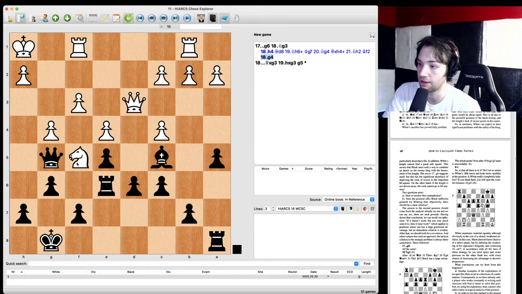What on earth? We're giving up a knight for just a pawn outpost? What's the point of this? Can definitely see why white missed it. How is that a good move? I want to know more.